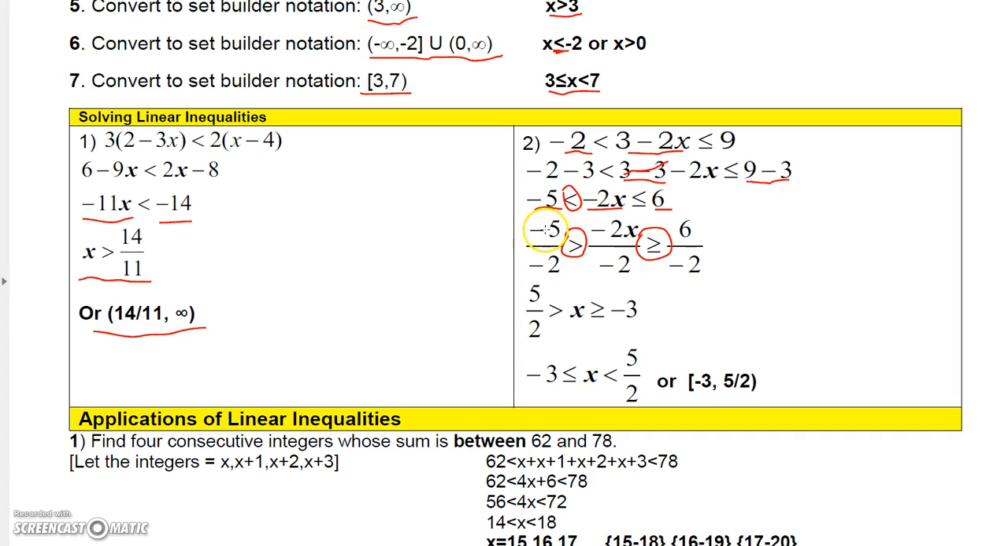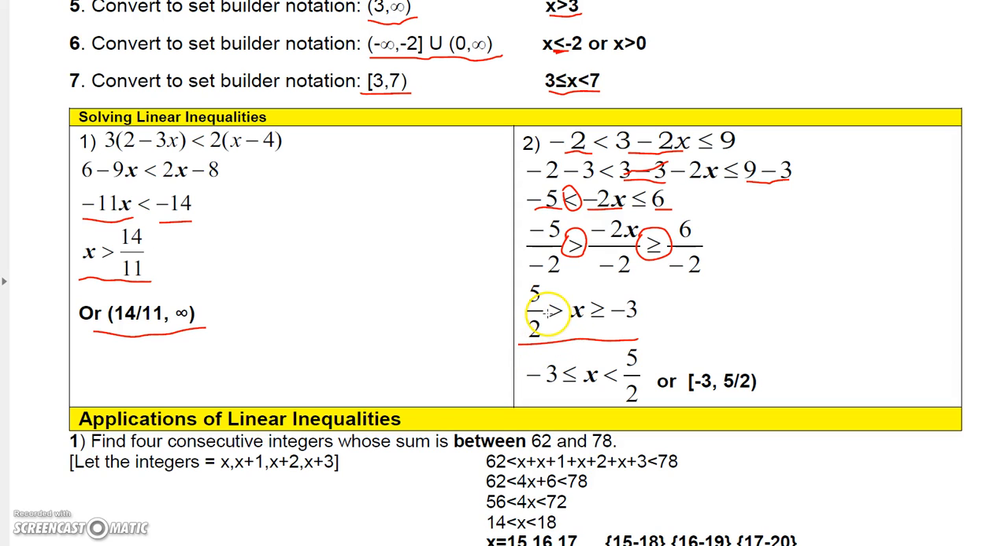So now simplifying, -5 over -2 is +5 halves. -2x divided by -2 is just x. And 6 divided by -2 is -3. Well, technically, this is written in the wrong direction.